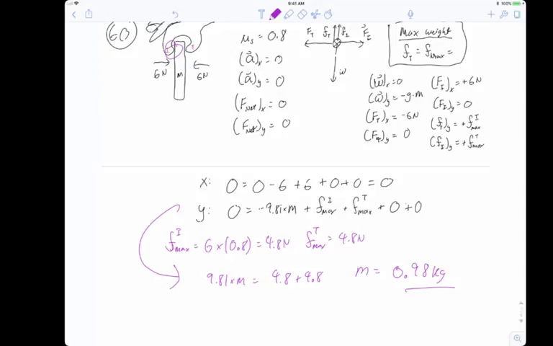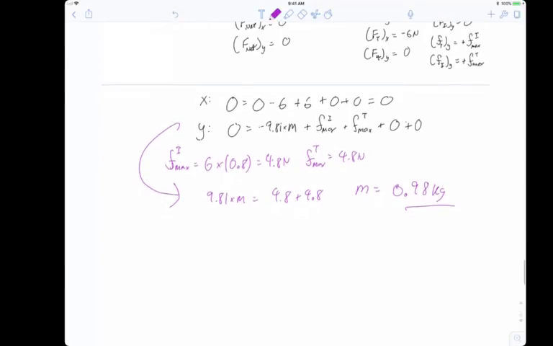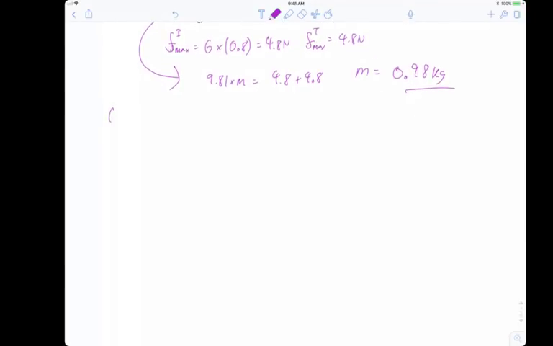Questions? Nobody has questions. Okay. So, let's do 61. A 1 kilogram block is pressed against a vertical wood wall by a 12 Newton force as shown. If the block is initially at rest, will it move upwards, downwards, or stay at rest?